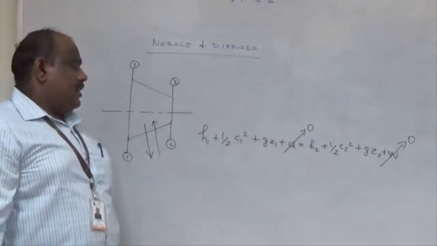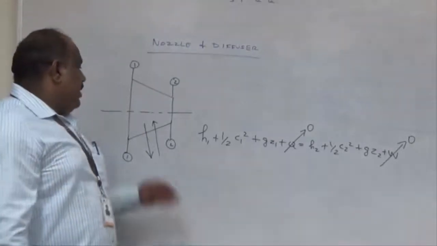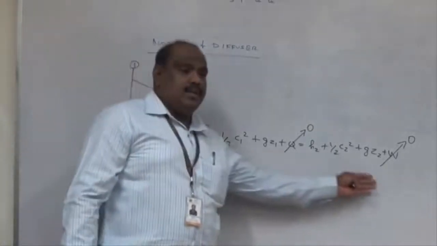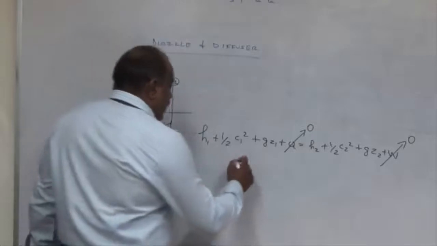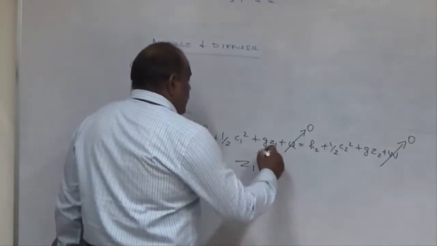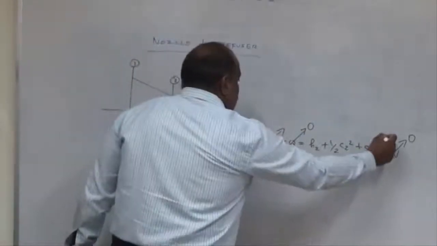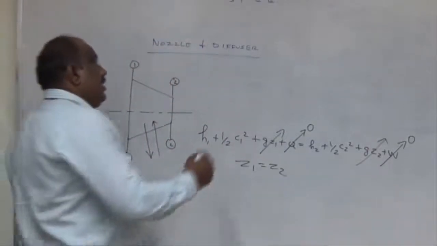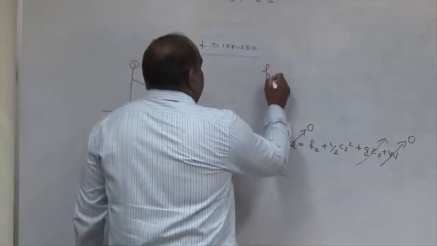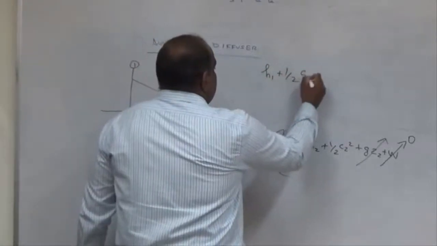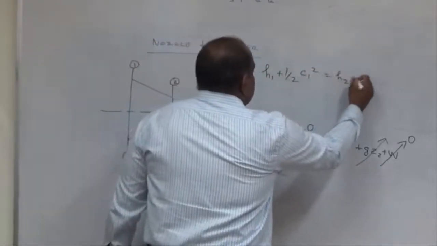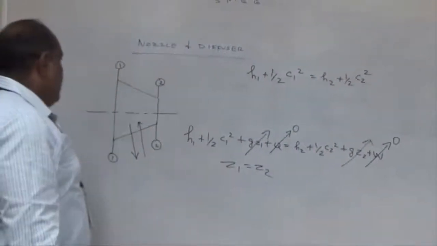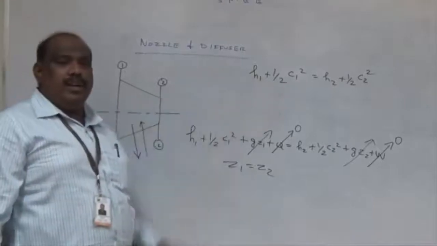And mostly the nozzle will be placed horizontally, and hence we can assume Z1 is equal to Z2. So both will get cancelled away. So what is the final formula we will get? H1 plus half C1 squared equals H2 plus half C2 squared. This is the equation for the nozzle.